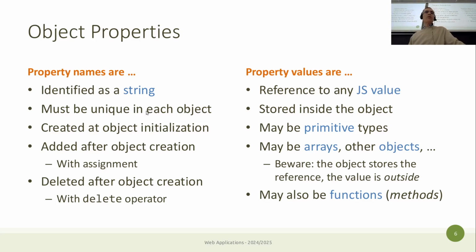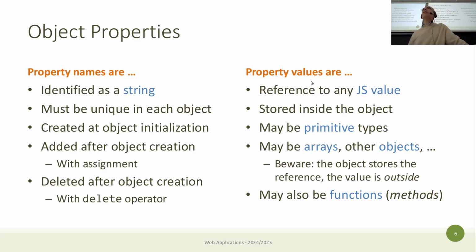Property names are strings, and of course they must be unique, because they are the way in which you access properties. You cannot define two properties with the same name. The second one will redefine the value of the first one, like with variables. They can be created at object initialization, but also added after the object creation, and can also be deleted. There's an operator for that. Actually, this operation is not so common, but for completeness, we cite it.